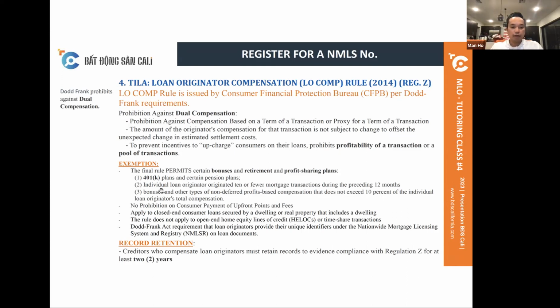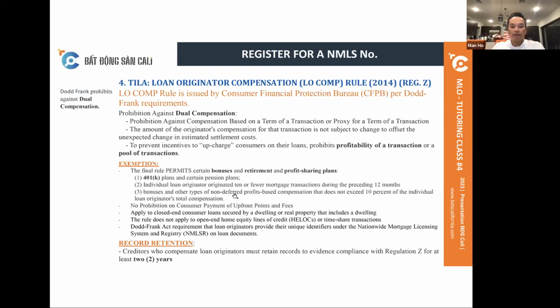I'm looking at number 2 right now and trying to make sense of this. Individual loan originator originated 10 or fewer mortgage transactions during the preceding 12 months. So meaning that if you don't originate a lot of transactions, I would assume you probably do not meet the number and you cannot get the bonus or the profit sharing. The rule says you either get it or you don't. It's flexible, it doesn't require that you have to get it, because you don't meet the quota.